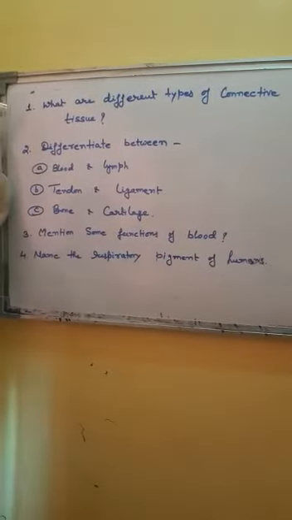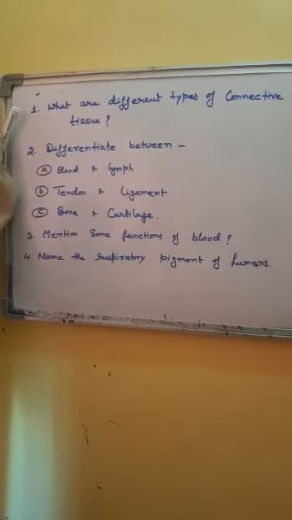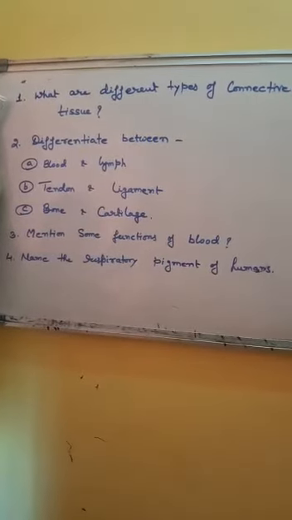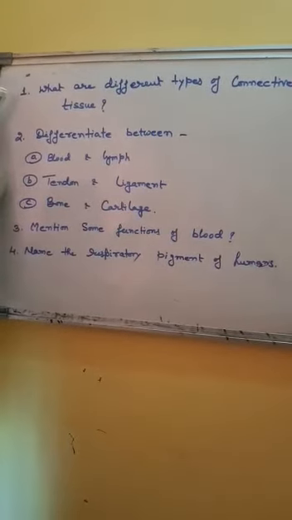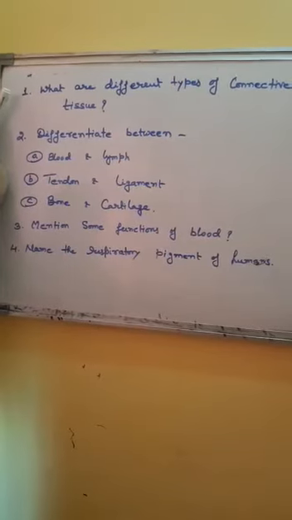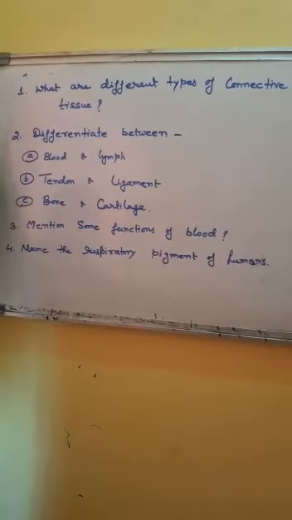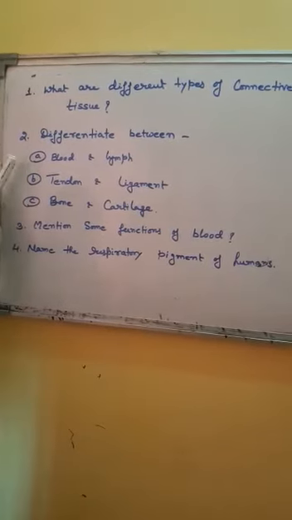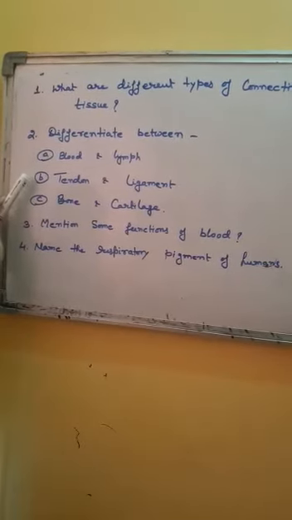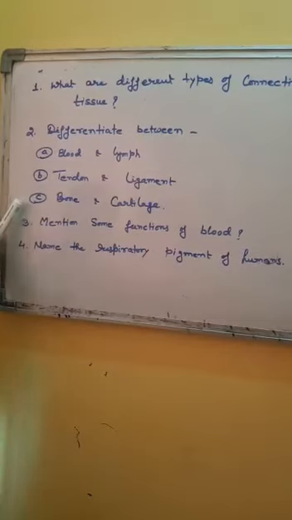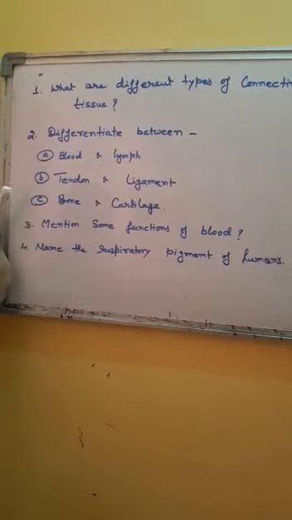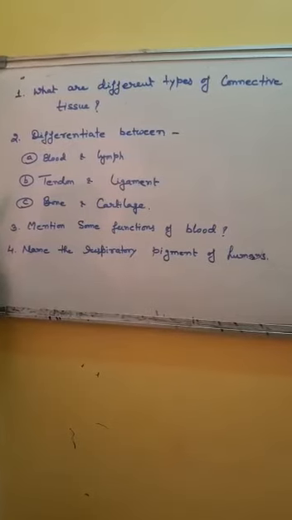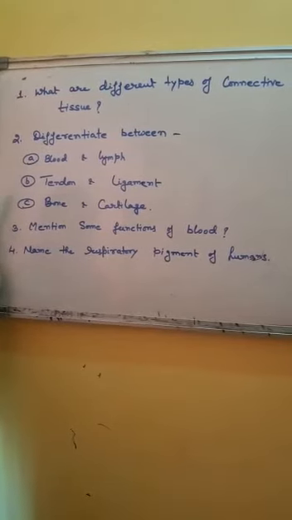Students, this is your assignment question. The very first question, what are the different types of connective tissue? Only you have to name the different types of connective tissue. The second question is, differentiate between A, blood and lymph, B, tendon and ligament, and C, bone and cartilage. So you will differentiate on the basis of cell type, cell structure and function.